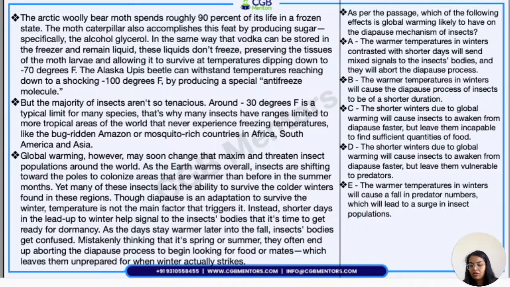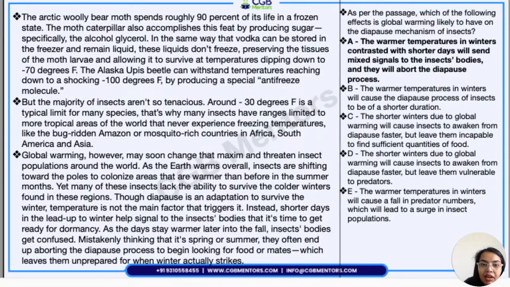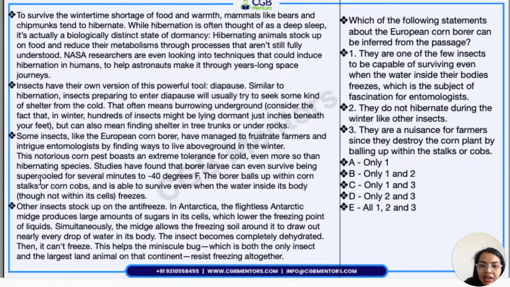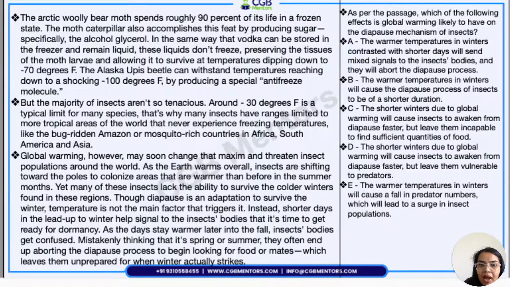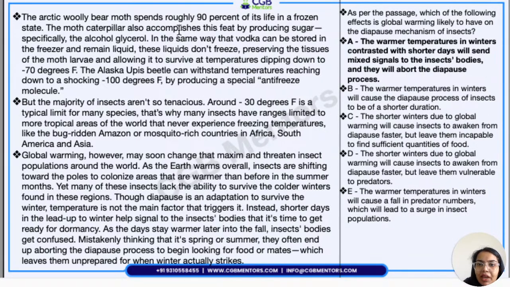So the warmer temperatures in winters, contrasted with shorter days, will send mixed signals to the insect bodies and will abort the diapause process. Okay, so we need to understand the main question is about the diapause and how the mechanism is impacted. If we read again, this still talks about the freezing part and non-freezing part. So we will move ahead. Then it writes so much about the Arctic woolly bear. Global warming part starts only in the last passage. So we will focus on the last passage.